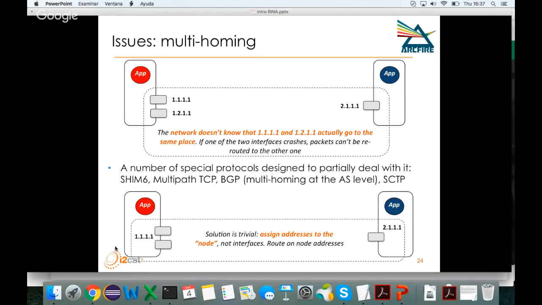In this case, if you send packets to 1.1.1.1, which is this node, it doesn't matter that this goes down, because the network is not routing to an interface, it's routing to this node. And it doesn't matter which point of entry to the node it uses. So with this very simple change, you have multi-homing for free.